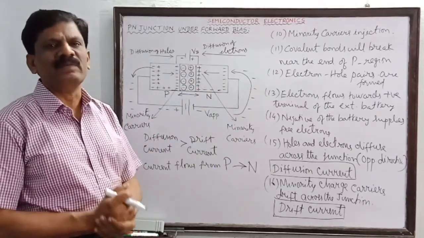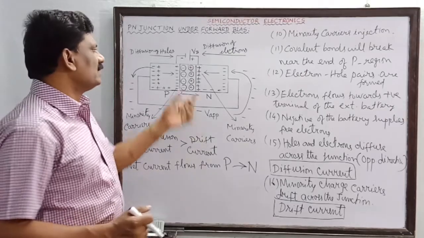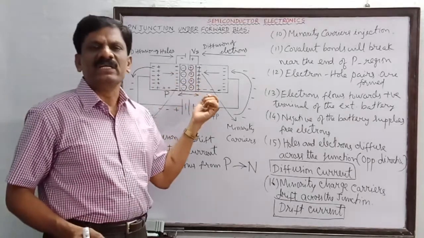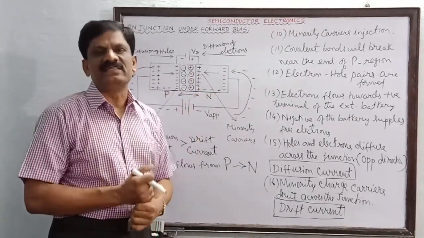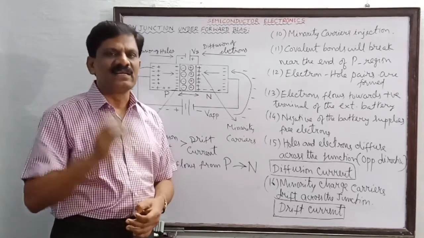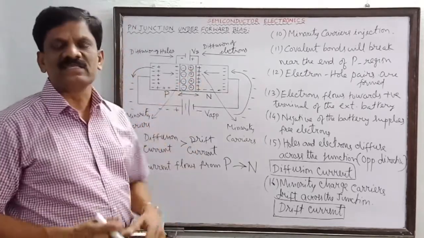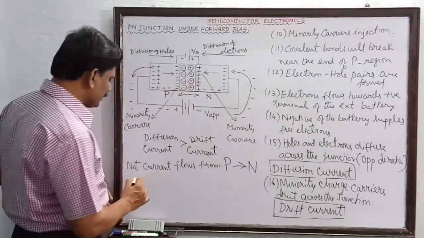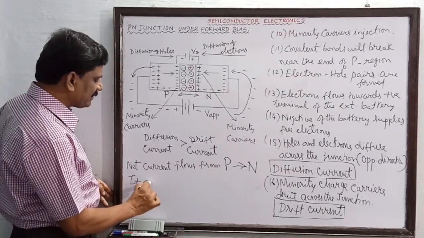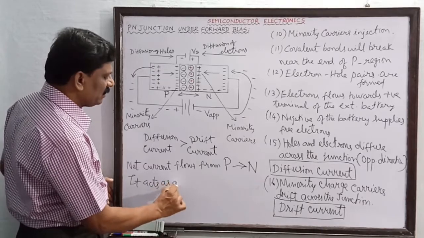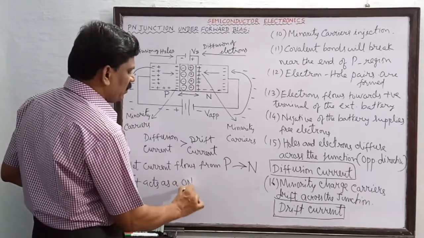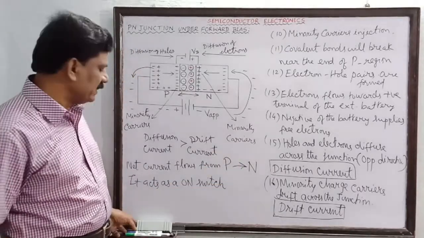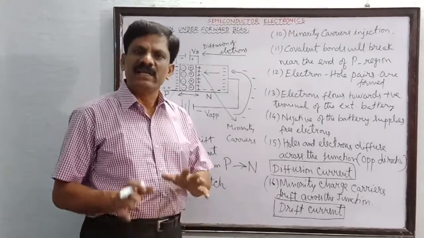Why is such current permitted? Because the width of the PN junction, or internal potential barrier width, decreases. So it is a measurement of resistance. Since the resistance decreases, the net current is flowing through the PN junction. And a forward biased PN junction, okay students, now acts as an on switch. It acts as an on switch, and it permits the flow of current, because the resistance is very less.